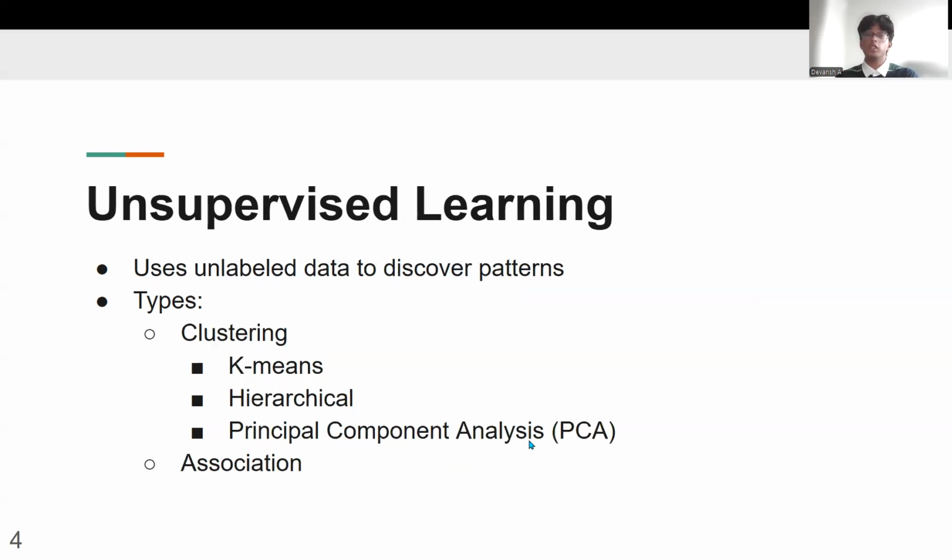Now let's discuss unsupervised learning. Unsupervised learning is a type of machine learning where the model works with unlabeled data. Unlike supervised learning, there are no predefined outputs, so the model independently identifies patterns and structures in the data. This approach is ideal for exploring datasets and uncovering hidden relationships or groupings. Unsupervised learning can be divided into two main different types, clustering and association.